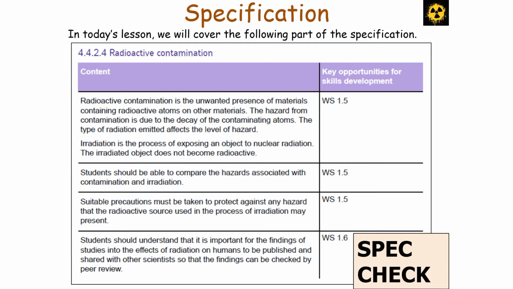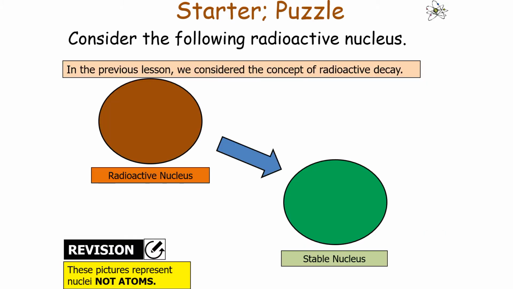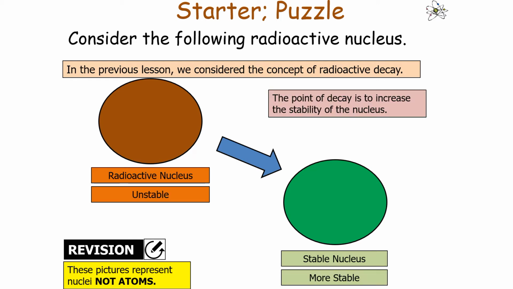In today's lesson, we're going to be covering the following part of the AQA physics specification, 4.4.2.4 radioactive contamination. Now consider the following radioactive nucleus. In the previous lesson, we've considered the concept of radioactive decay. Now the point of the decay is to increase the stability of the nucleus. So a radioactive nucleus is unstable, it will decay and become more stable.